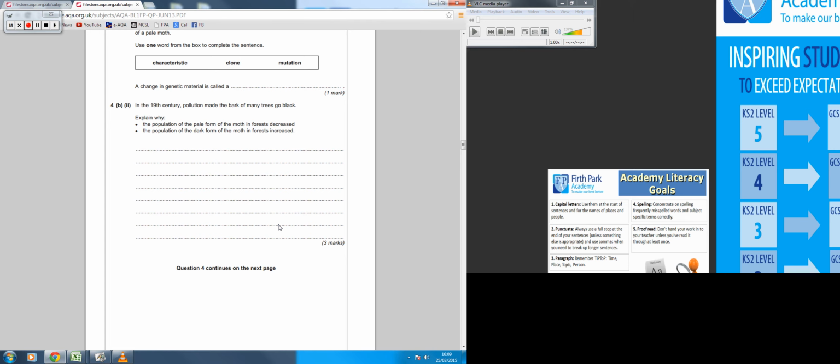So the ones that looked whiter, why did they decrease? And the ones that look darker, why did they increase? So try and throw in some keywords, explain why their numbers changed.